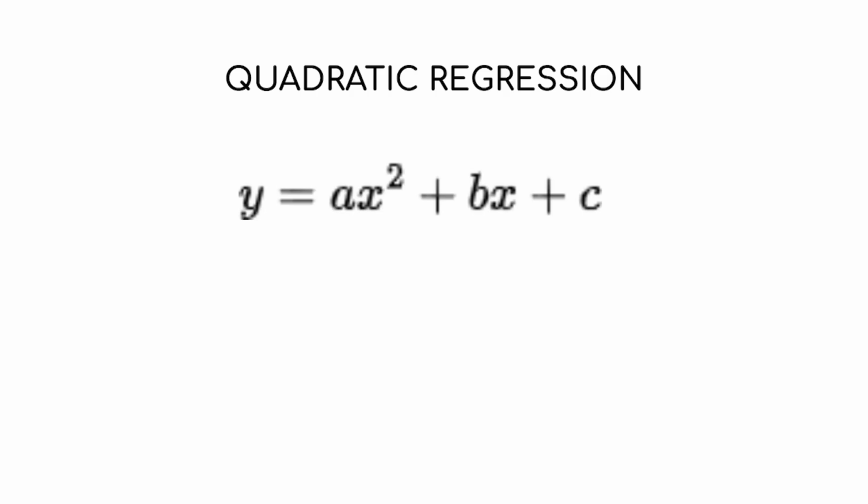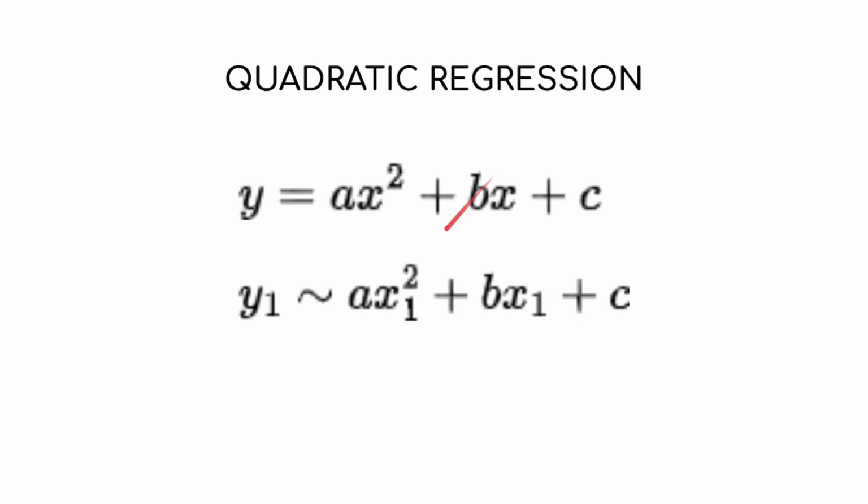For quadratic regression, we have the standard form of a quadratic, which is y equals ax squared plus bx plus c, and just like the linear regression one, our quadratic regression formula is going to be y1 tilde ax1 squared plus bx1 plus c. So all we're doing is adding 1s to the y and the x's. In this one, we have 2 x1s because the standard form has 2 x's. And for quadratic regression, in our table, we're going to need at least 3 points.